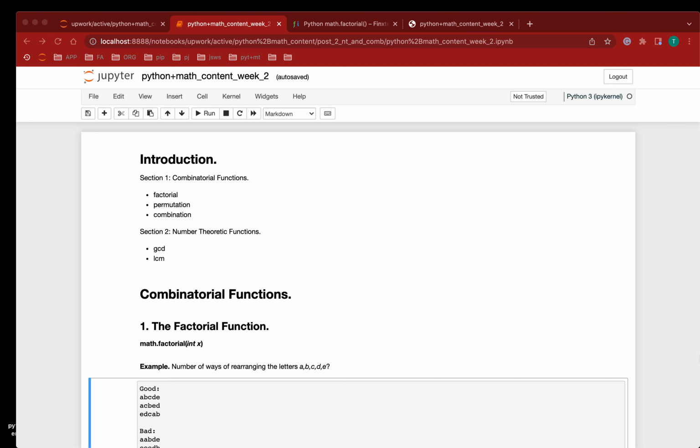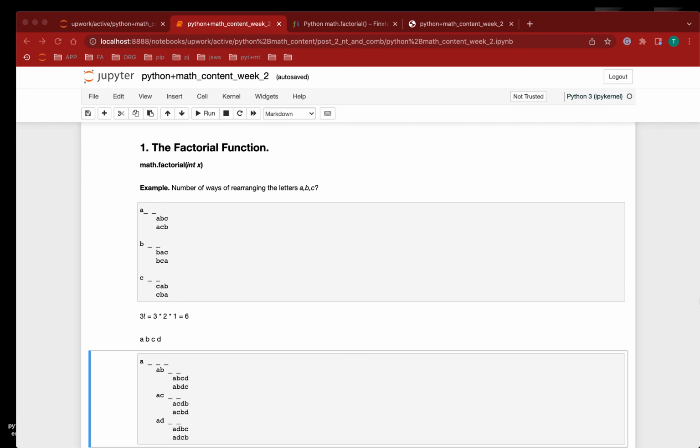And the latter two, GCD and LCM, are number theoretic functions. Number theory is the study of integers and rational numbers, and elementary number theory especially concerns largely the divisibility of integers. We'll get back to this later, starting with the factorial function.